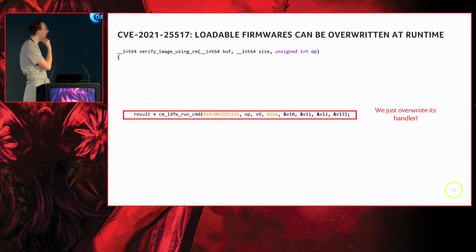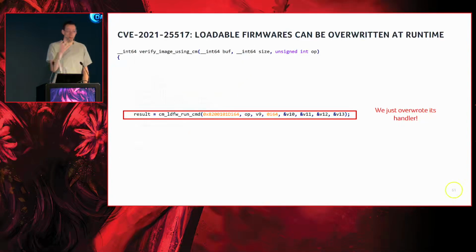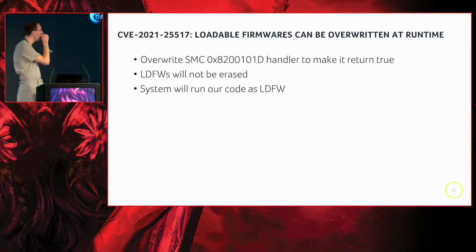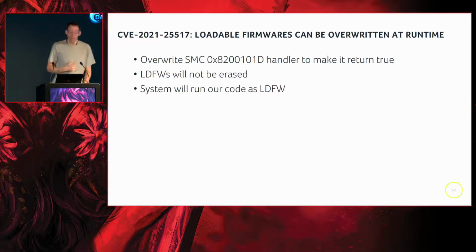Well, actually, we have replaced that complete underlying code by overwriting the blob and triggering the authentication. We actually automatically also trigger jumping to the data that we have written there. So basically the only thing we have to do is make the authentication SMC return, yeah, this signature is perfectly valid. And you can completely replace the loadable firmware at runtime. It will not be erased. And now it's our code running as loadable firmware.